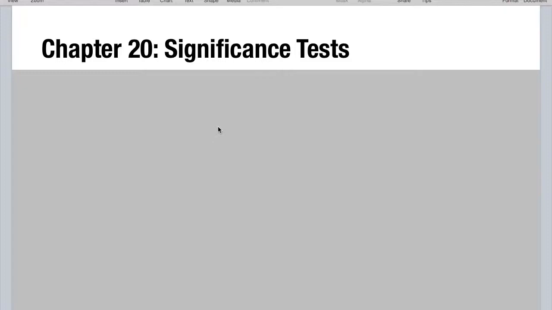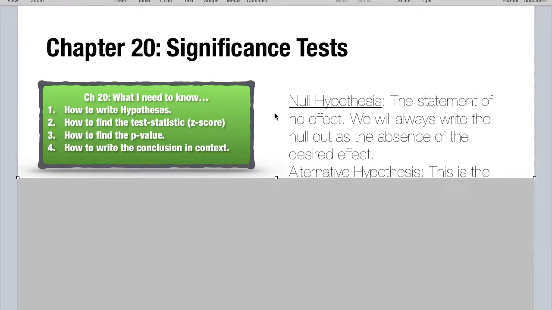But chapter 20 is all about significance tests, and I want to make sure that you know how to do these 4 things. Number 1, how to write your hypotheses. Number 2, how to find your test statistic, which is our z-score. How to find the p-value, and how to write a conclusion in context of your problem. That's the 4 big concepts that we want to really make sure that we can do before we move on to chapter 21. In 21, we'll focus a little bit more on the p-value and what it means.